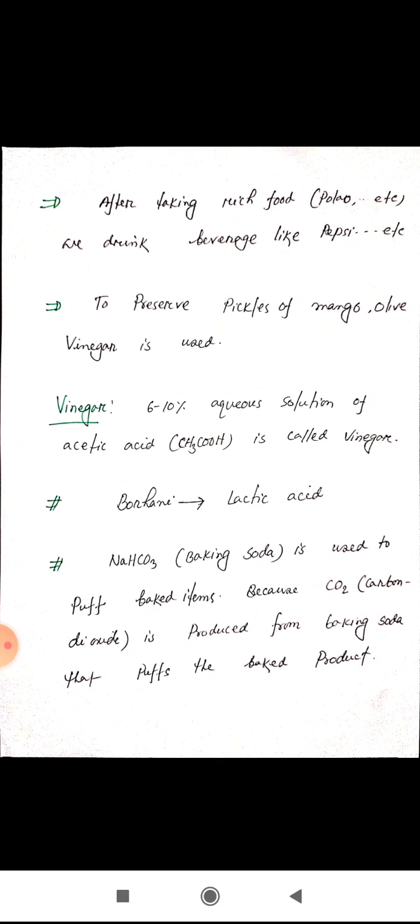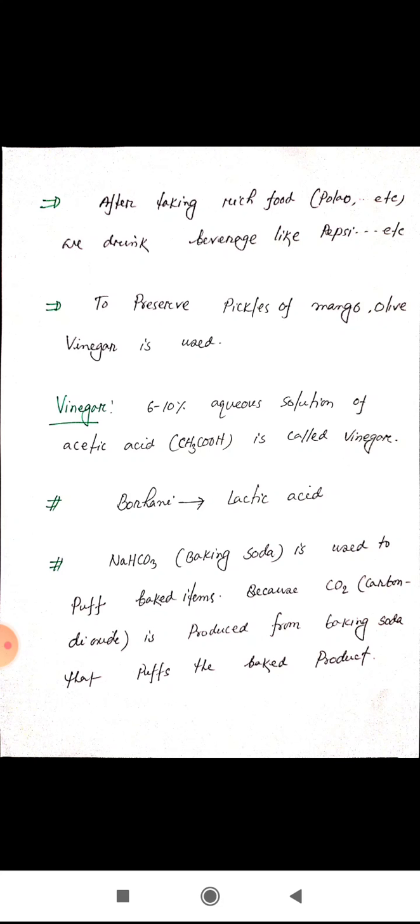Because we know that in our stomach HCl, hydrochloric acid, is released. So if we take an excess amount of rich food, the required hydrochloric acid cannot be produced by our stomach. So to digest this food, we need more hydrochloric acid or more acid. To supply more acid, we drink different types of beverages like Pepsi and Coca-Cola. So the required acid comes from those beverages. That's why we drink beverages.